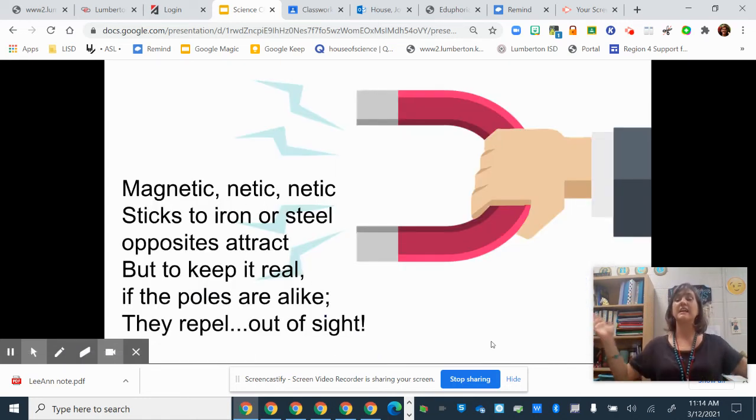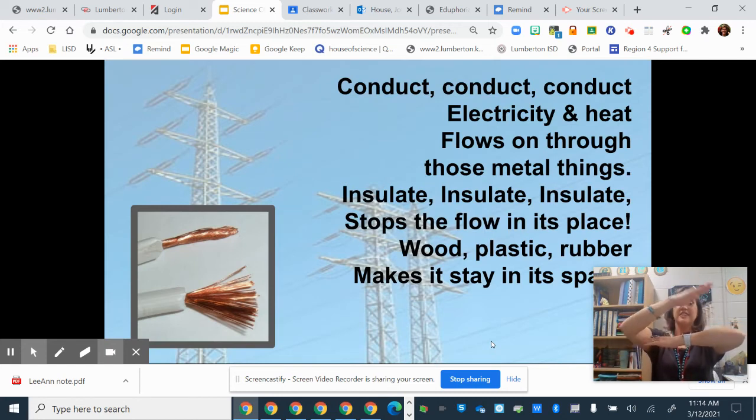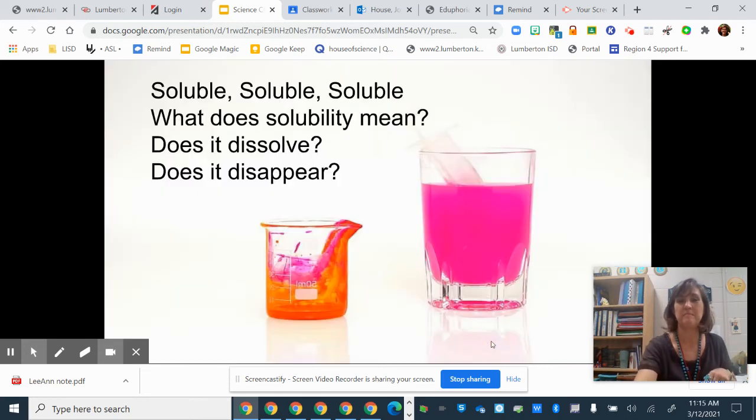Magnetic, netic, netic sticks to iron or steel. Opposites attract, but let's keep it real. If the poles are alike, they repel out of sight. Conduct, conduct, conduct electricity and heat. Flows on through those metal things. Insulate, insulate, insulate, stops the flow in its place. Wood, plastic, rubber makes it stay in its space.